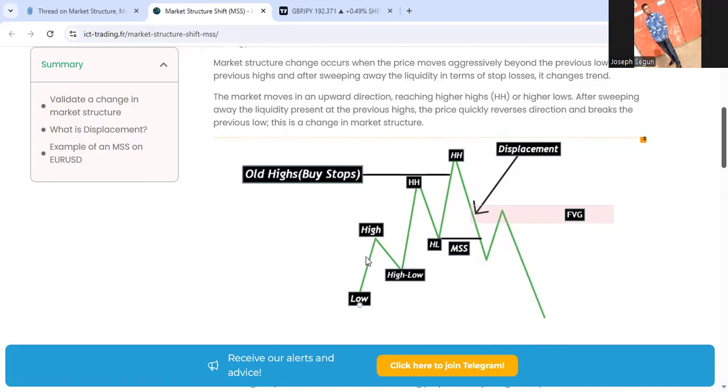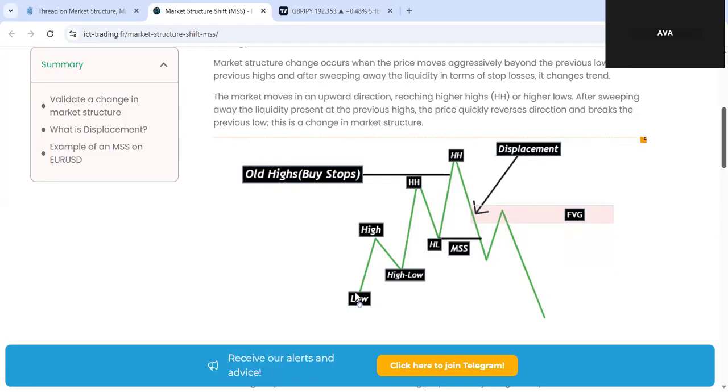So these are the tips to know whether the market has changed direction or not. Some traders call it change of character, and some call it MSS. All right, these are the tips.